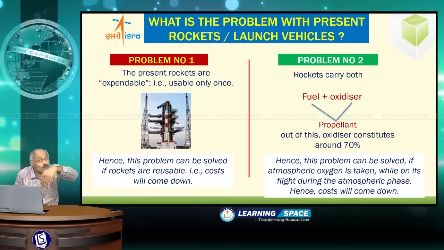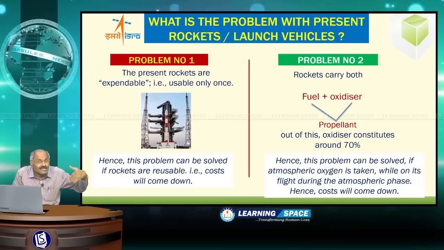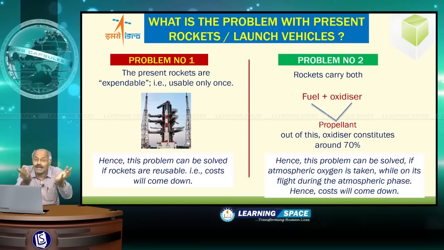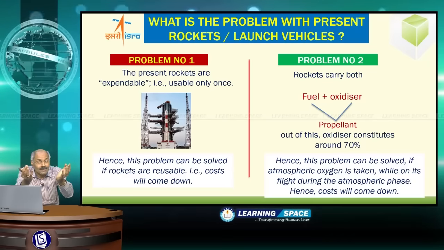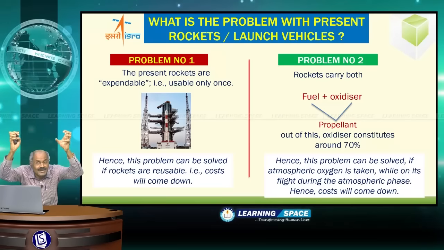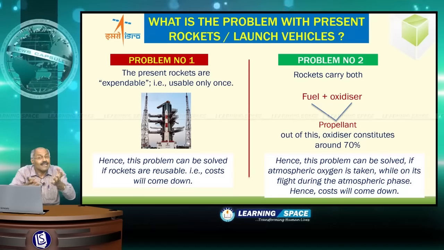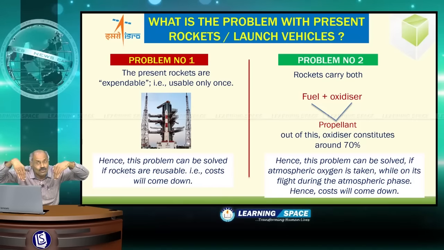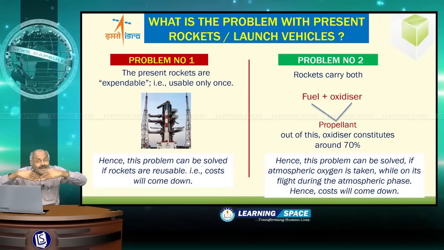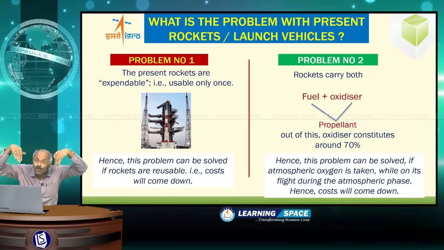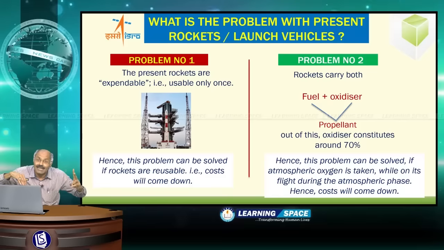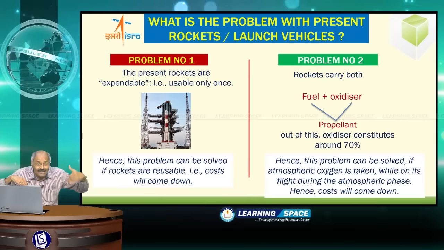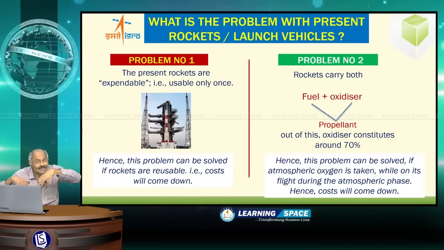The second problem, problem number 2, is that at present rockets are carrying not only fuel but also oxidizer for combustion to take place. Because of combustion only, rockets will have thrust, forward movement. For combustion to take place, it requires not only fuel but also oxidizer, and these two are known as propellants. So, propellant includes fuel as well as oxidizer. At present rockets are carrying both, and out of the propellant 70% is oxidizer.